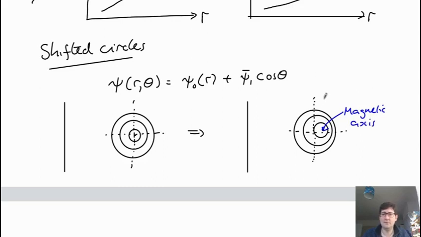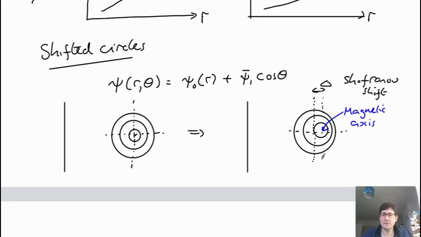And there's a shift, which is this delta, the Shafranov shift. And we can think about what the value of psi is here. So if we have a radial shift, then the value of psi on this axis here is the same as the value of psi on this magnetic axis here.